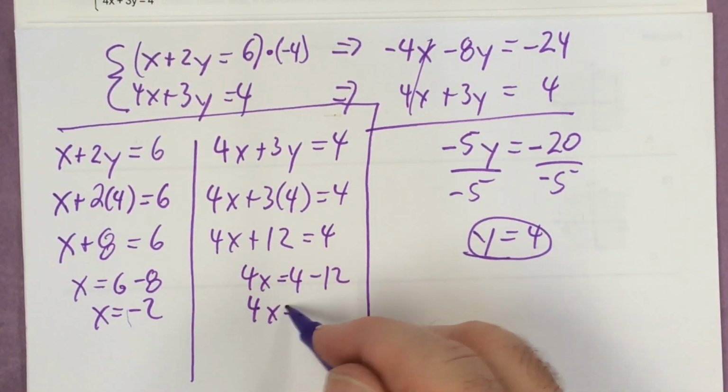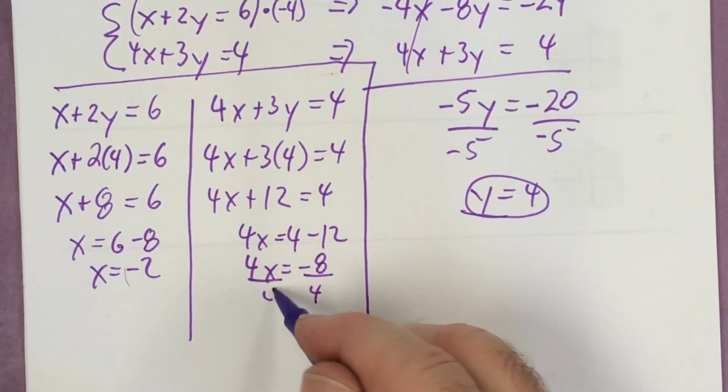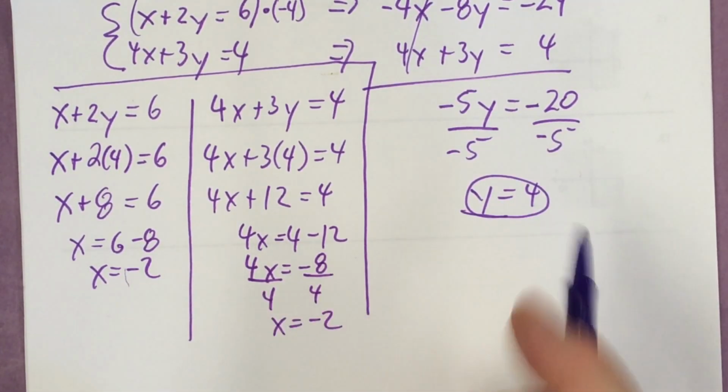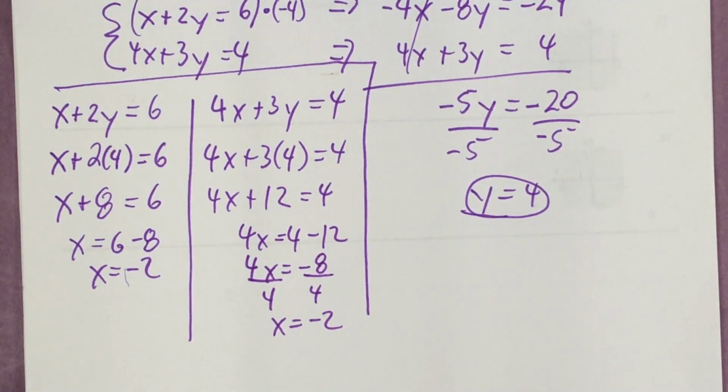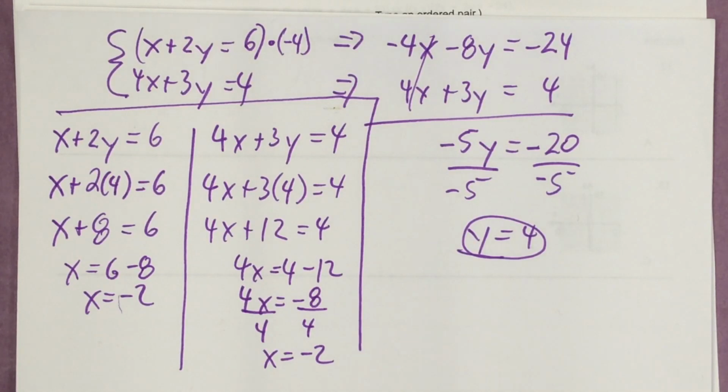That'll give me 4x equals -8. And if I divide both sides by 4, again, I'm going to get x is equal to -2. So I am reasonably sure that we've done the correct work there. So here's the work all together in its entirety.